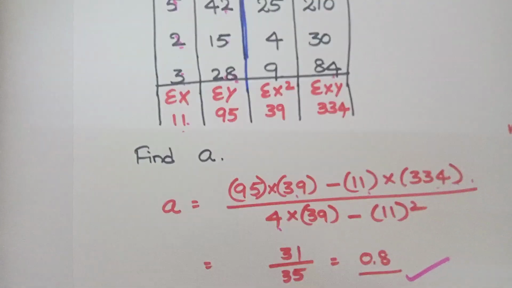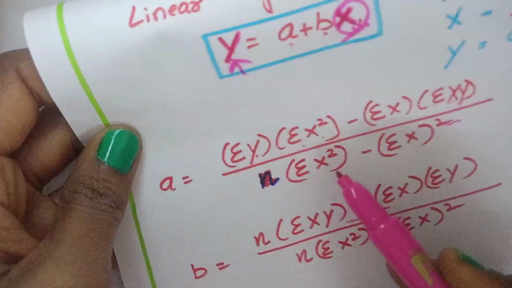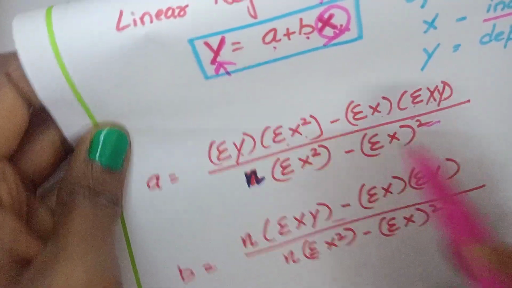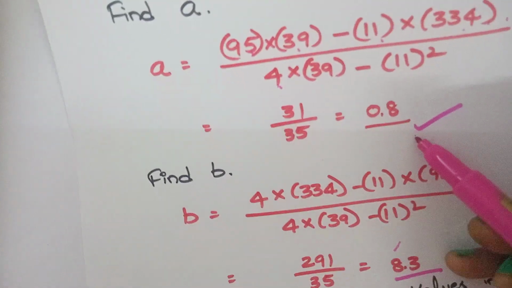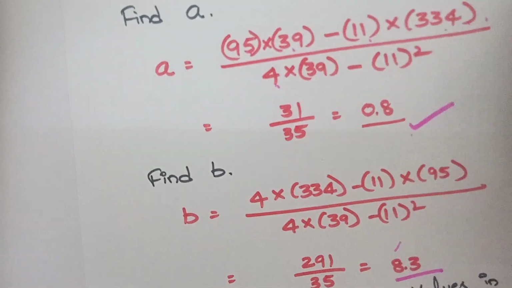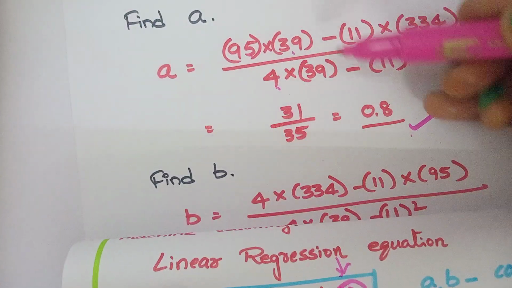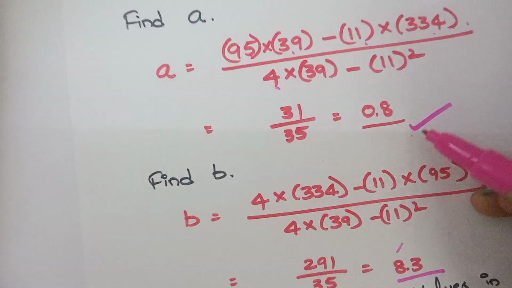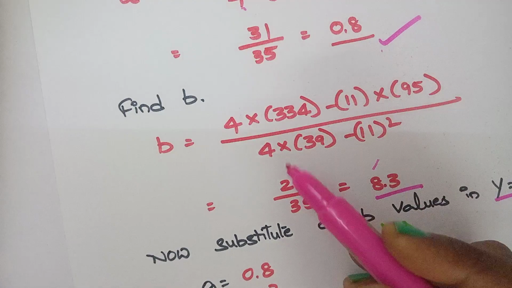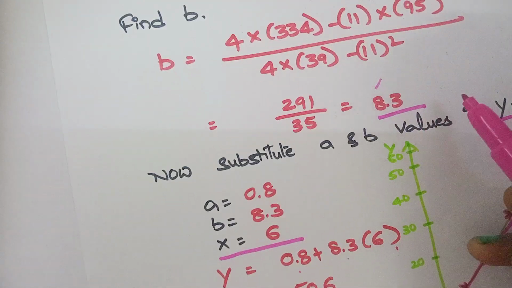Now we need to calculate the a value. To calculate the a value, we already have this formula. In this formula you apply all these values so that you will get a as 0.8. All of you do all these calculations by yourself and apply them in this formula, so that you will get a as 0.8. And next you calculate the b value. B value you will get 8.3.